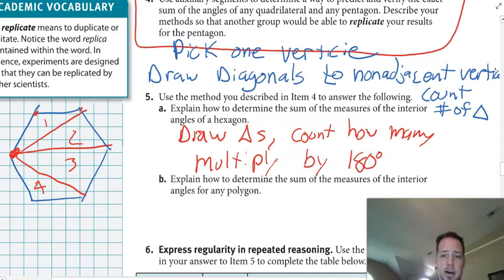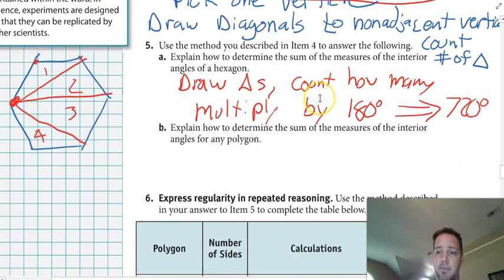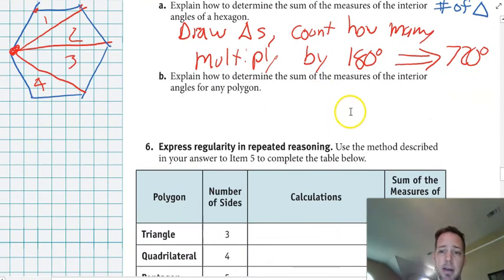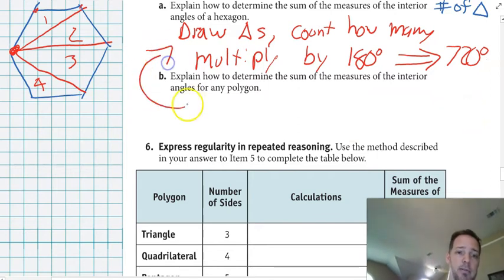However many triangles there are, multiply each one by 180, so we end up getting 720 degrees. All right, that's interesting. Maybe we could just use this for a 100-sided figure. For any polygon, seems as though we could just do the same method, right? So same thing here. For a hexagon or any other polygon, this is what we could do.